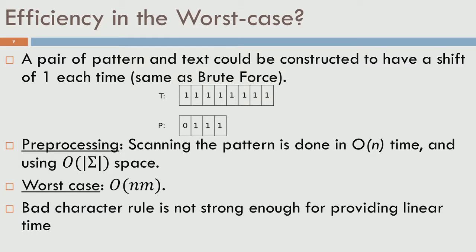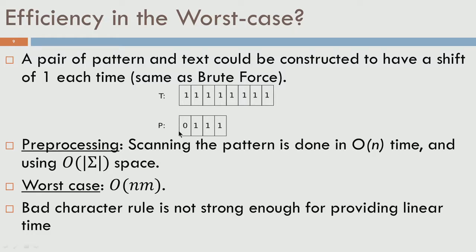Let us now discuss how efficient this algorithm is. Let us now check that this algorithm is extremely inefficient. Let us consider the text, which is all ones, and the pattern, which is a 0 followed by 3 ones. Observe that for every alignment we will find a mismatch, because the pattern 0 1 1 is not present in the text string T. That is very clear.